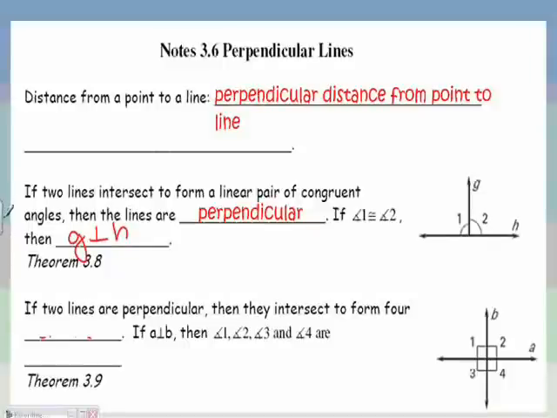All right, and then related to that, if we have two lines that are perpendicular, then they intersect to form 4 right angles. So if A is perpendicular to B here, then angle 1, angle 2, angle 3, and angle 4 are all right angles. They are 90 degrees.